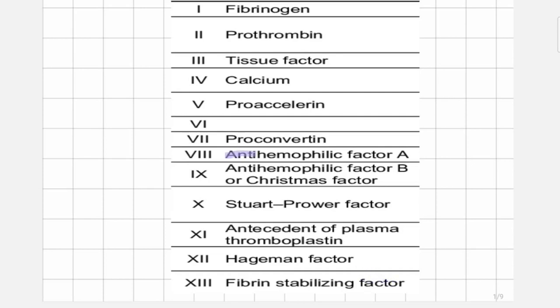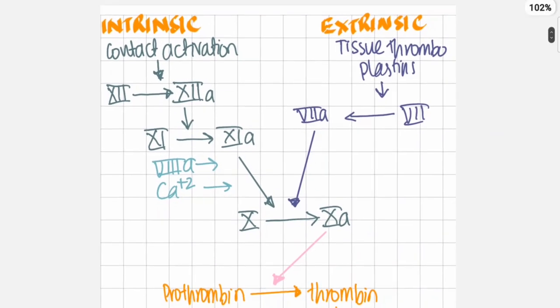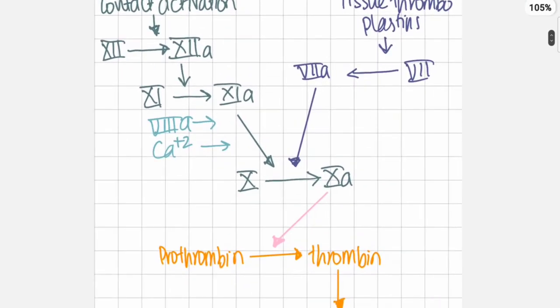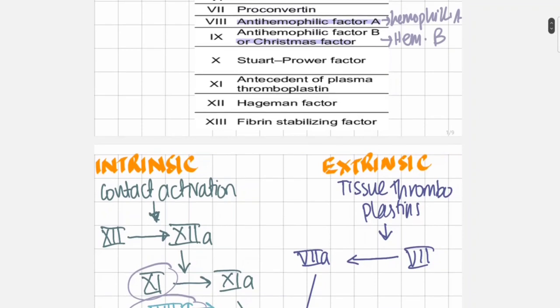You need to remember antihemophilic factor A and the Christmas factor. A deficiency of factor 8 is hemophilia A, and a deficiency of factor 9 causes hemophilia B. So where is the problem going to be? This is the coagulation cascade right here. The problem lies in factor 8A and factor 9A, right?